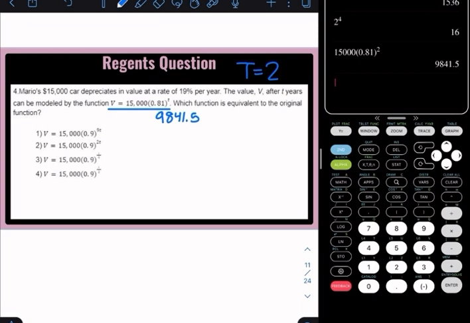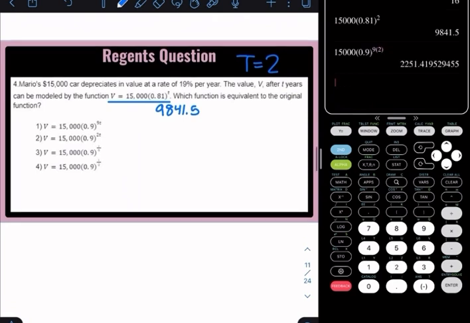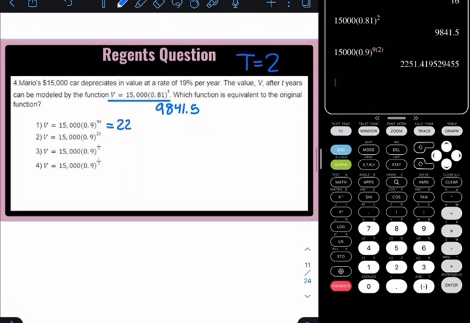So let's look at answer choice 1. Answer choice 1 is 15,000 times 0.9 raised to the 9th power times t, which t is 2. That would equal 2,251. Not going to be my answer choice. All right, let's look at answer choice 2. 15,000 times 0.9 raised to the 2nd power times t, t is 2. Oh, guess what? That equals 9,841.5, which is what we needed.